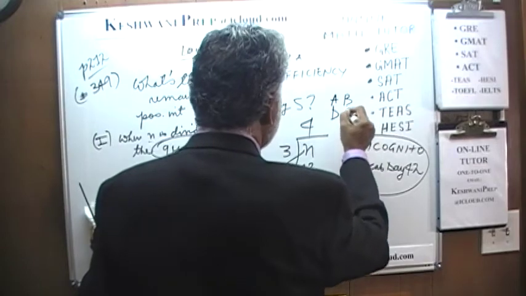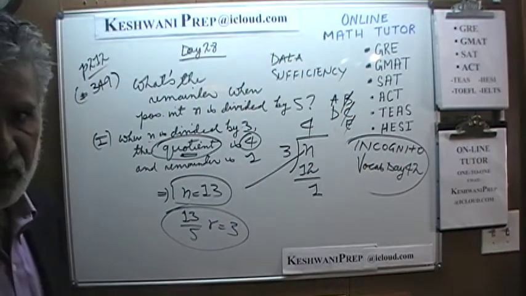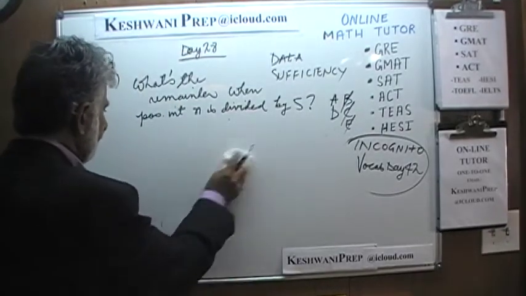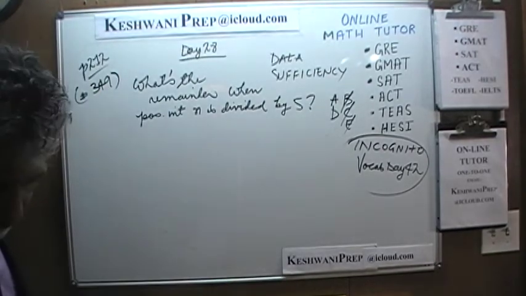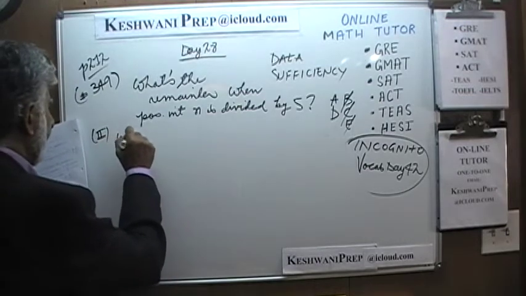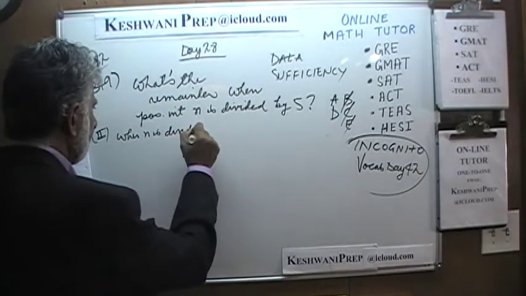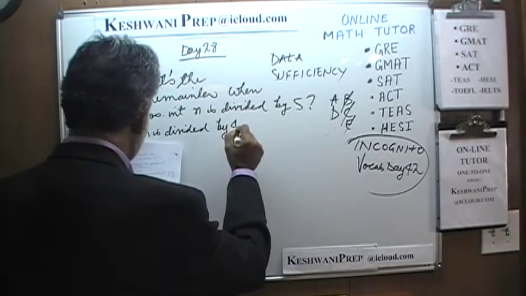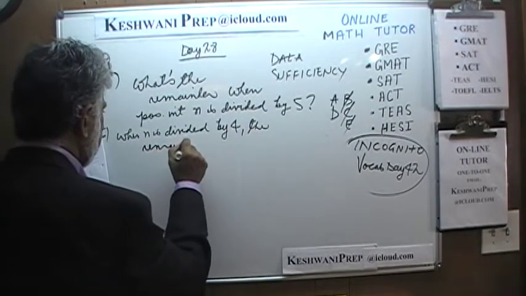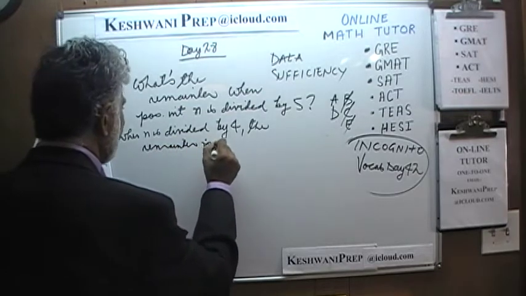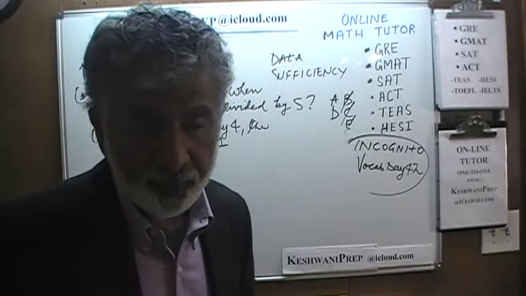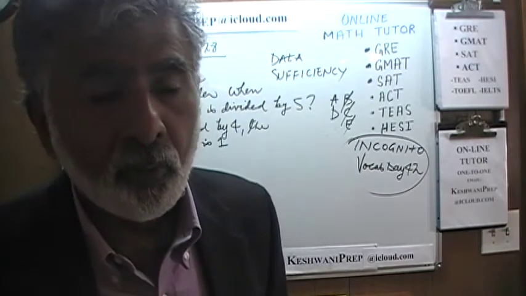AD. BCE. The first statement by itself is enough. The answer is either A or D. Let's look at the second statement. The second statement says that when n is divided by 4, the remainder is 1. The difference between the first statement and the second statement is that in the first statement they told us the remainder as a result of the division, but they also told us the quotient.